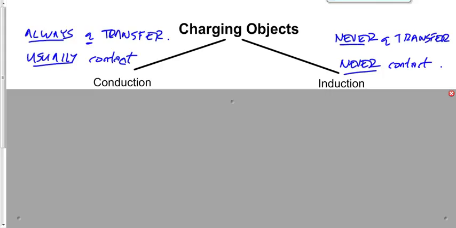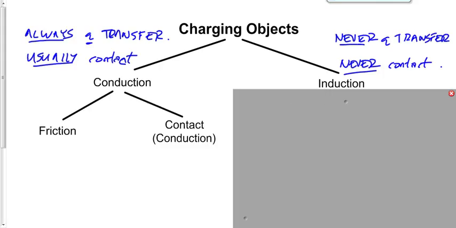Now we have two subcategories of charging by conduction. Sometimes we don't even talk about the subcategories. Sometimes we just lump them together as one. First subcategory is charging by friction. You rub two things together, they both become charged. One becomes more negative and the other becomes less negative.